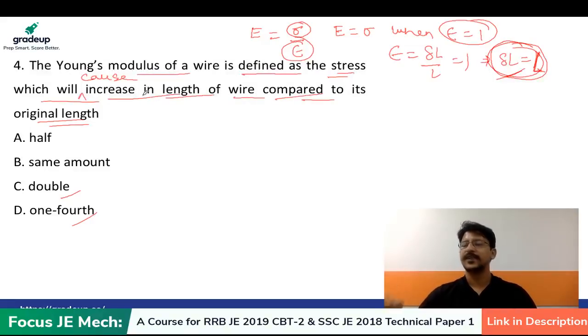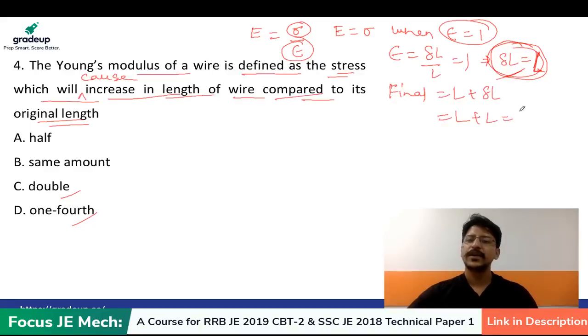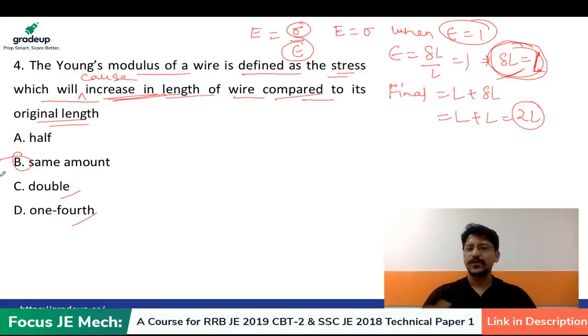But if it asks what will be its final length, so final length will be equal to how much? Final length will be equal to your original length plus delta L, and this is L plus L. This will be 2L. But in this question, it is asked increase in length. So increase is your delta only, so that will be equal to same amount. Clear? We are not asking you the final length. We are asking you the increase in length.